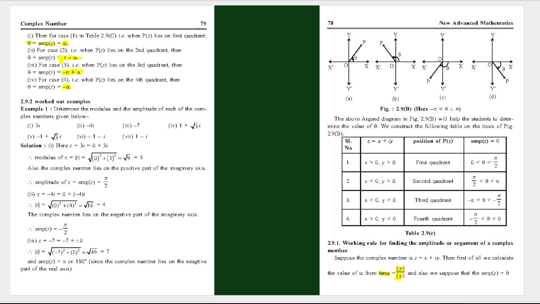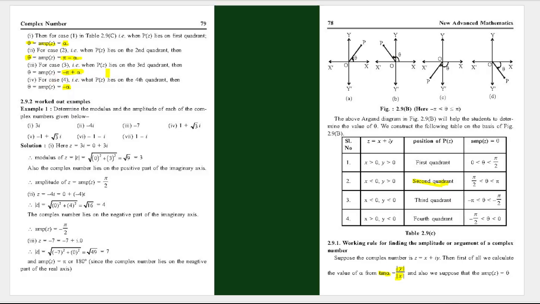Then if it lies on the second quadrant, it can also be found in the second quadrant, right? It can be more than 90 degrees, between 90 and 180 degrees. If the value of alpha is between 90 degrees and 180 degrees, then it will lie in the second quadrant. Now if it is in the second quadrant, then to find theta, we use this formula, pi minus alpha. So we have to subtract alpha from 180, okay?